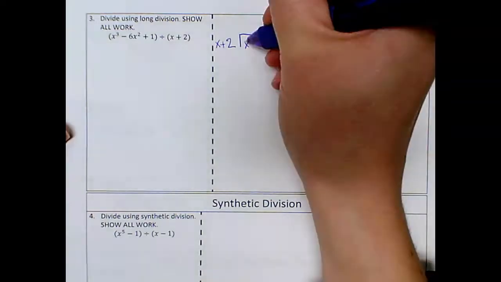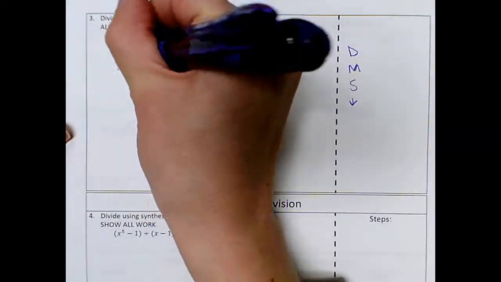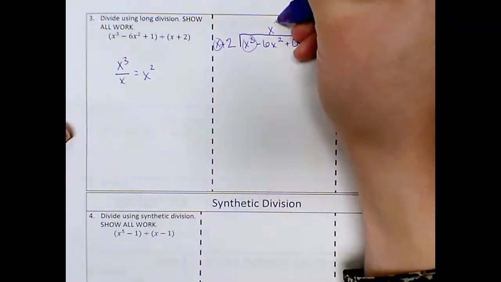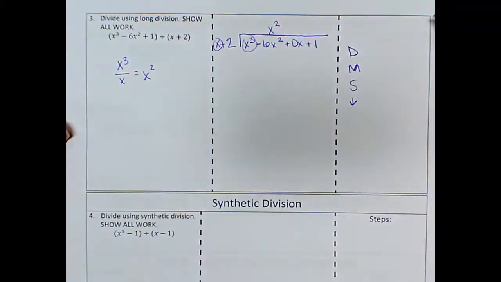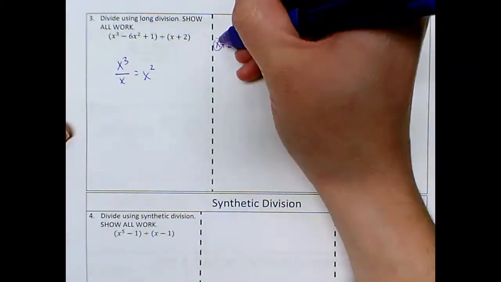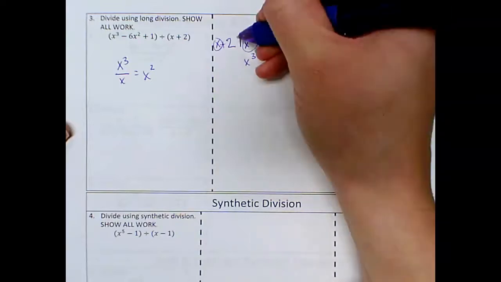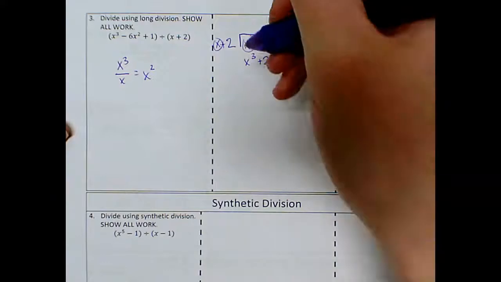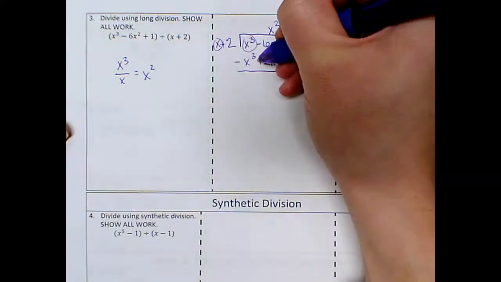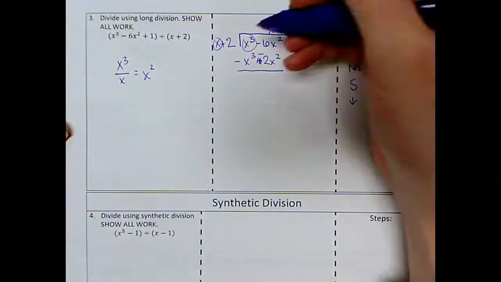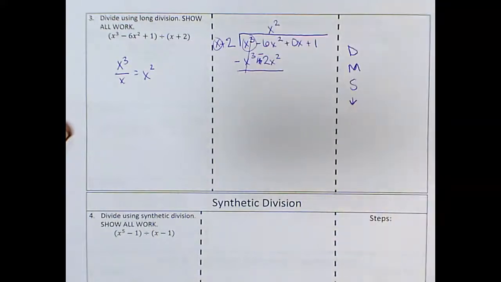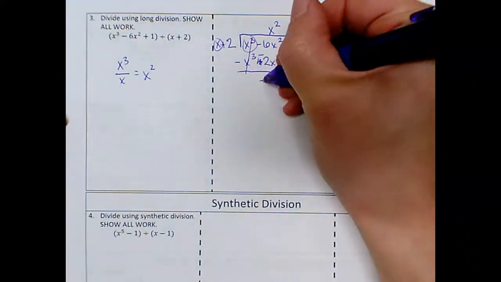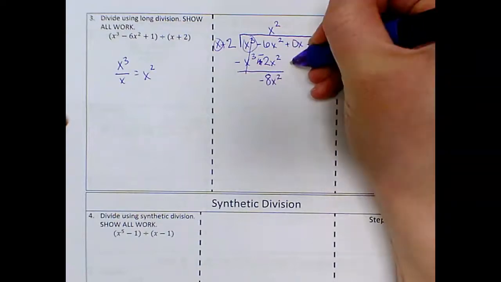So when I divide just the first terms, x cubed divided by x is x squared. So that goes above my x squared. I multiply with distribution. X squared times x is x cubed. X squared times 2 is 2x squared. I subtract, so I draw the line, I change both signs. X cubed minus x cubed is no x cubes. And negative 6x squared minus 2 more x squared is minus 8x squared.